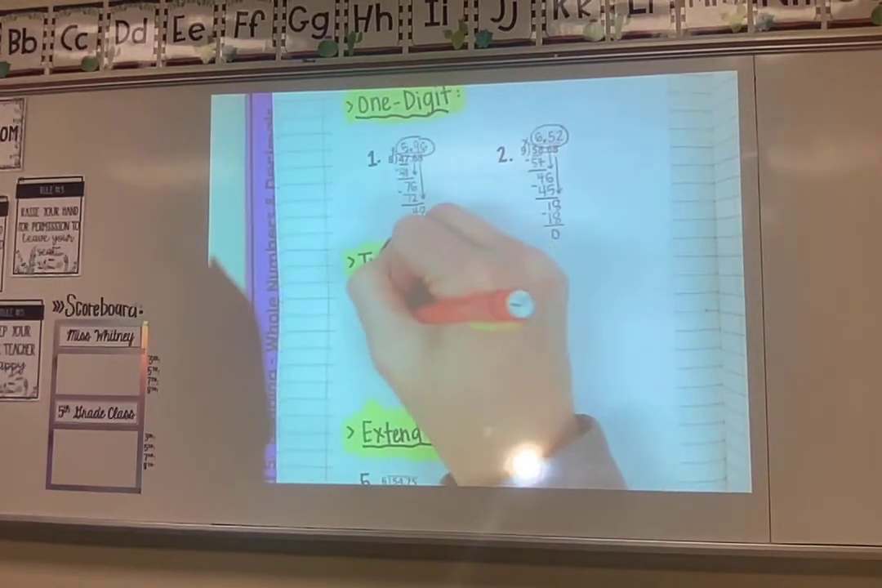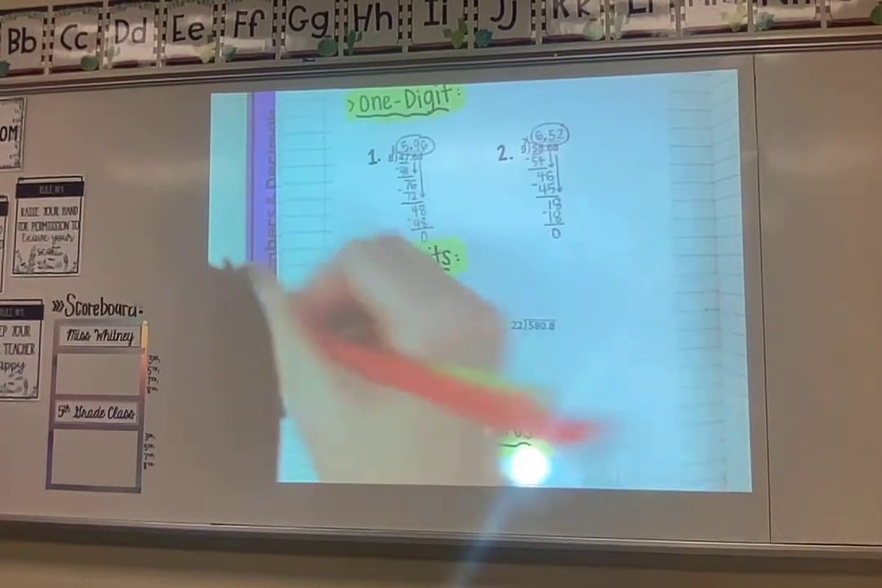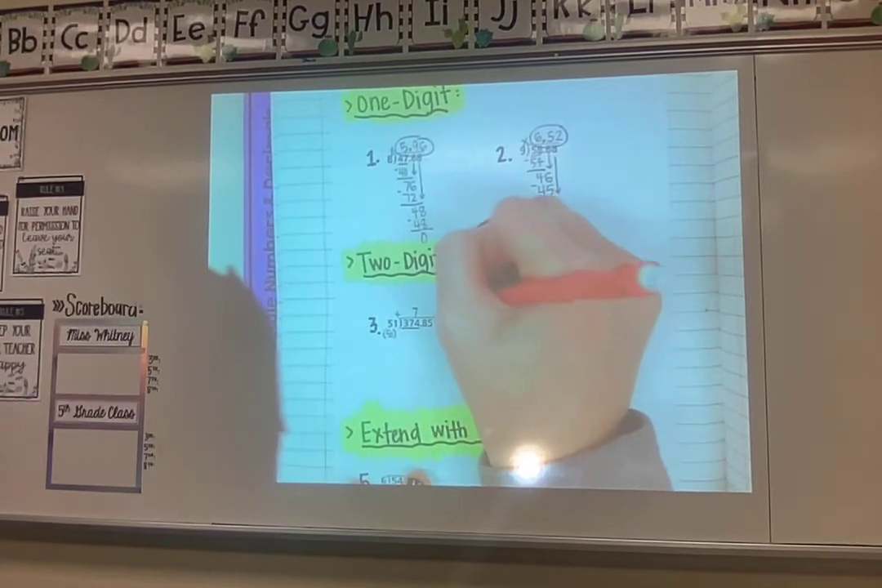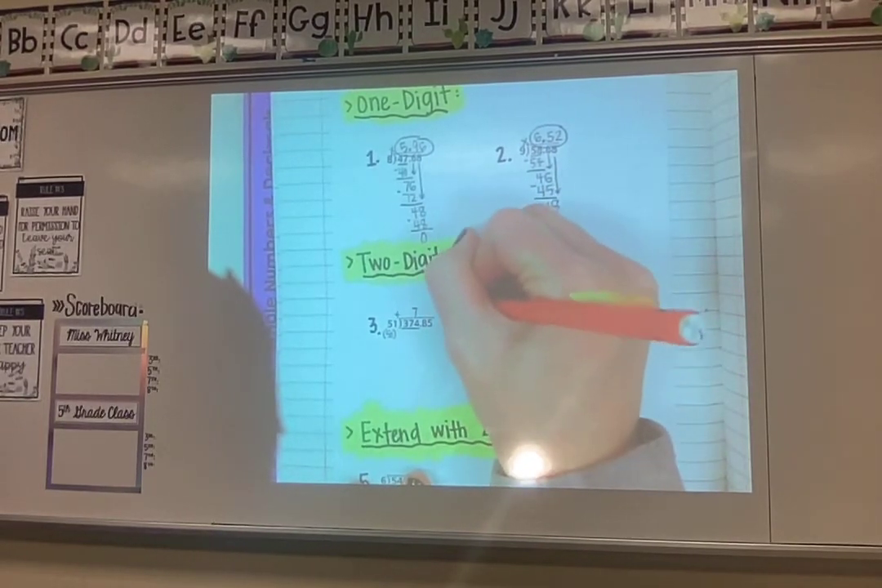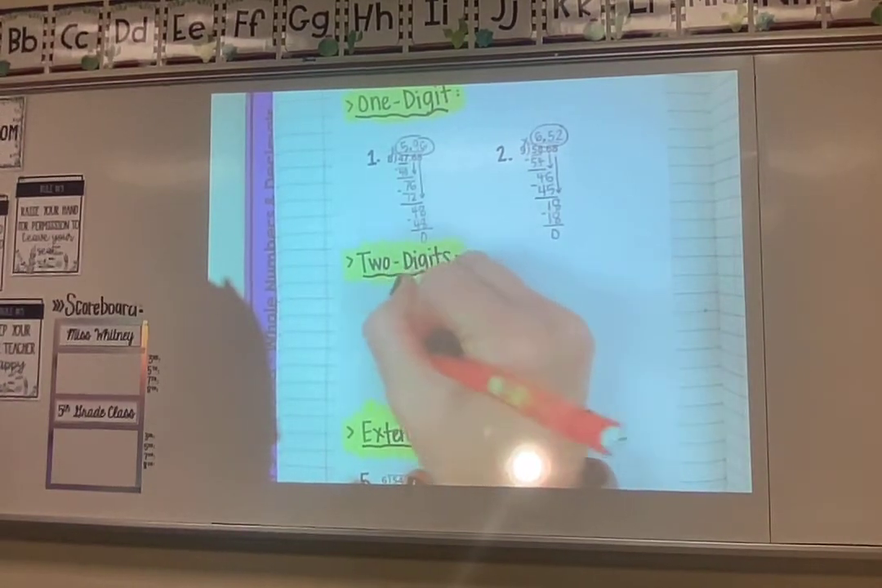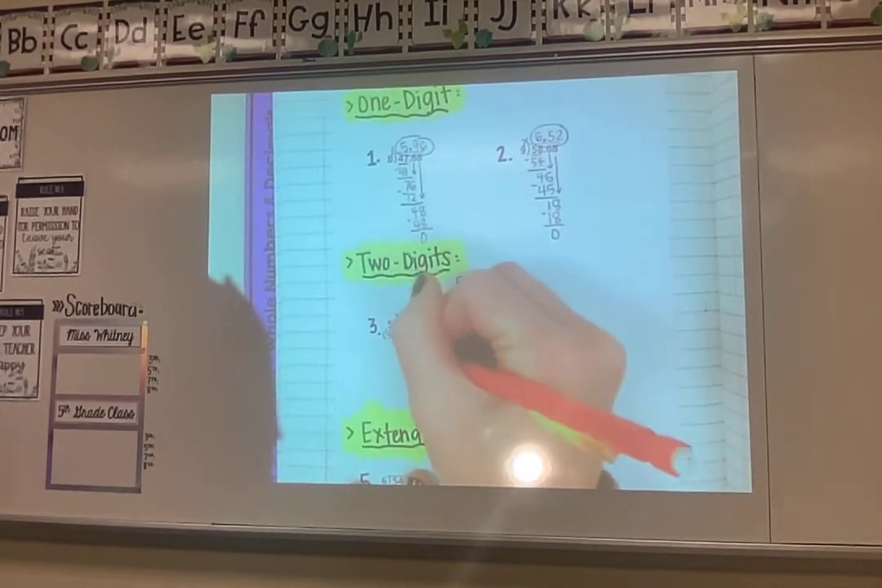Then I need to multiply 51 times 7. Do it over here. I'm going to do my multiplication fast because you should be able to do that. All right, 357. I'm going to subtract. Being careful, I need to do a little take one, give one here.